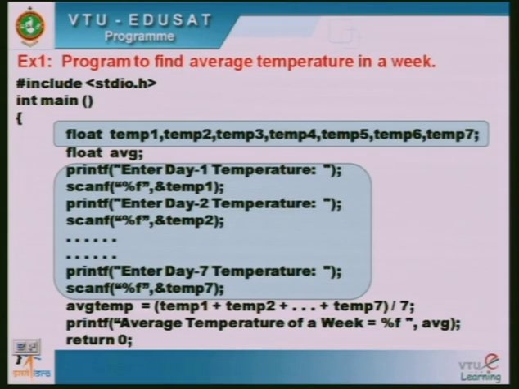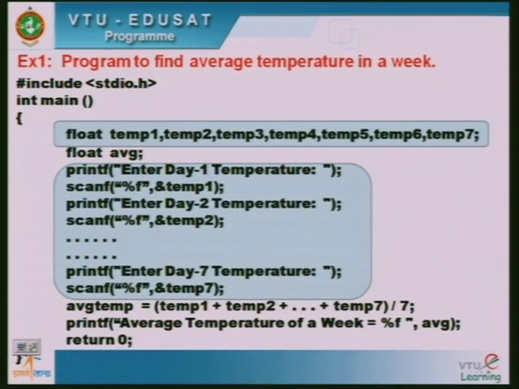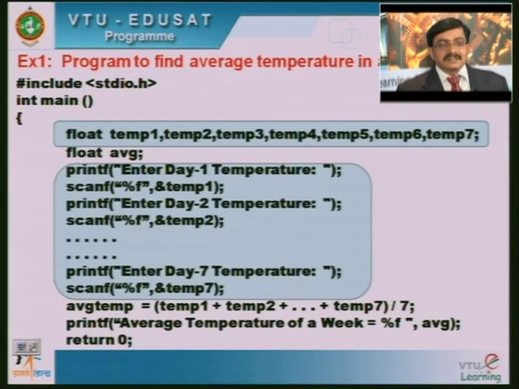Here, in the first declaration, we need to declare 7 different floating point variables: temp1, temp2, temp3, temp4, temp5, temp6 and temp7, which record the 7 different temperature values in a week, and we need to compute the average temperature. So we need to read all the 7 temperatures on various days. We may need a printf statement like "Enter day 1 temperature", then we read it with a scanf statement.